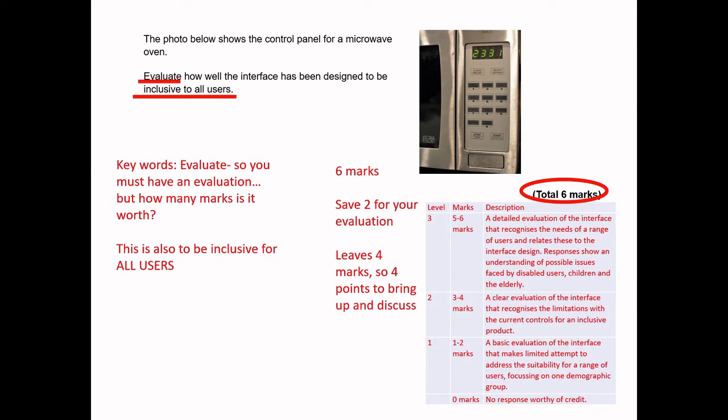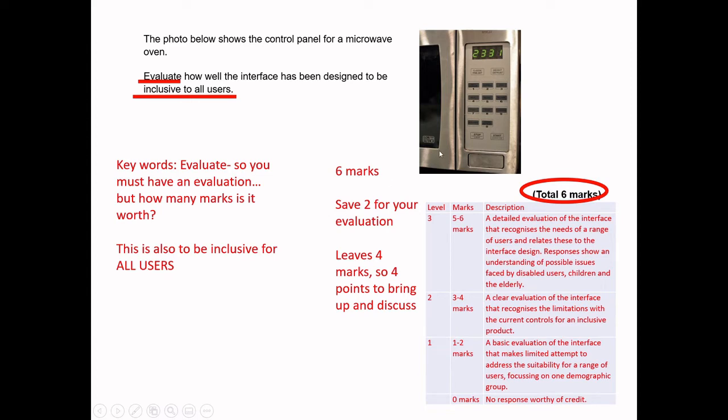So here we've got a microwave. The photo below shows the control panel for a microwave. Evaluate how well the interface has been designed to be inclusive to all users. That's 6 marks. Looking at the breakdown, the keyword there is evaluate, so at the end you've got to have a summary or an evaluation. That is going to be 2 marks. So you've got 6 marks in total, 2 of those can be for your evaluation, which means you've got 4 marks left to get.